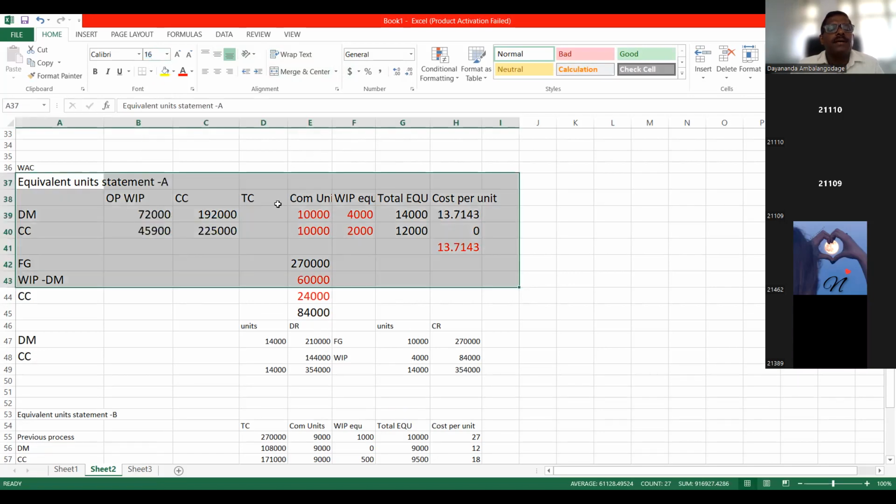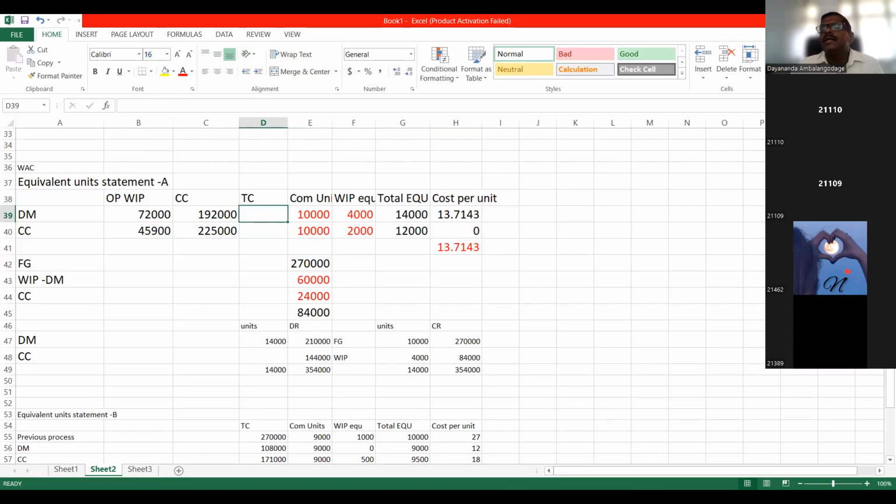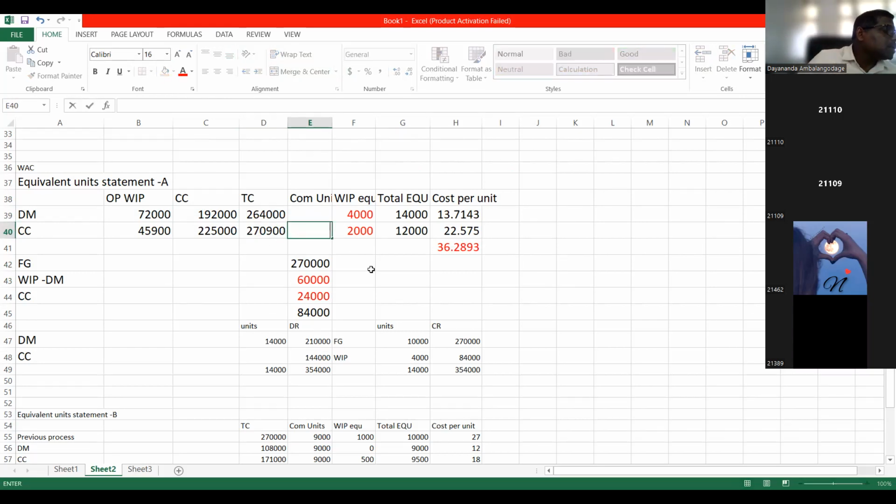Total cost column, of course, you can complete. Just take the total of these two columns, no? That is the total cost. Okay. And with regard to the completed units, look at the completed units as per the question. How much completed in process X, of course, not the A now. You have to remember this is process X.